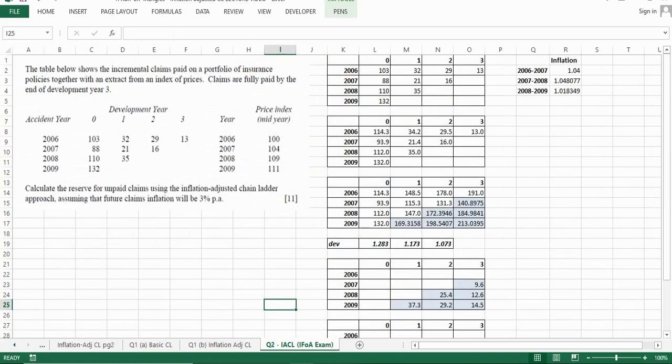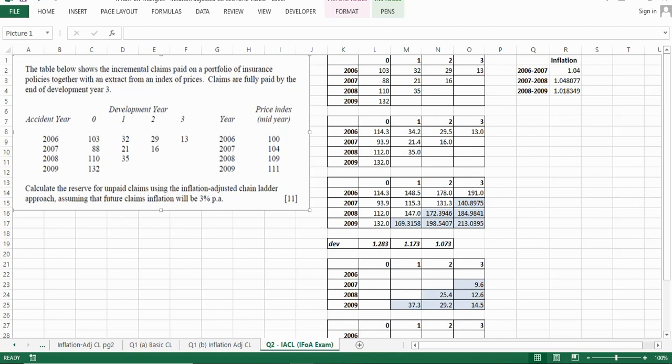So let's see another example. This is taken from a past exam paper from the IFOA. It says the table below shows the incremental claims paid on a portfolio of insurance policies together with an extract from an index of prices. Claims are fully paid by the end of development year 3. So this is a very simple exercise; we have only three development years.